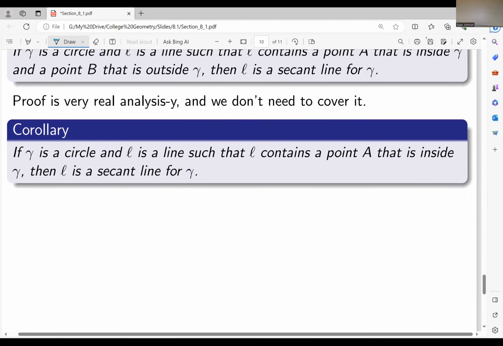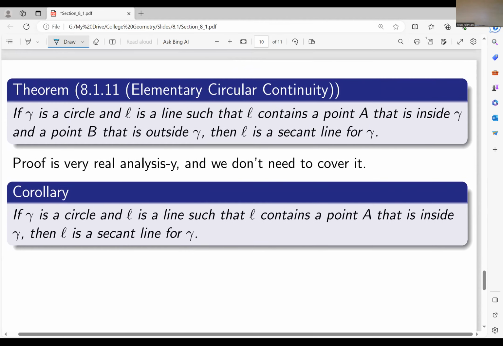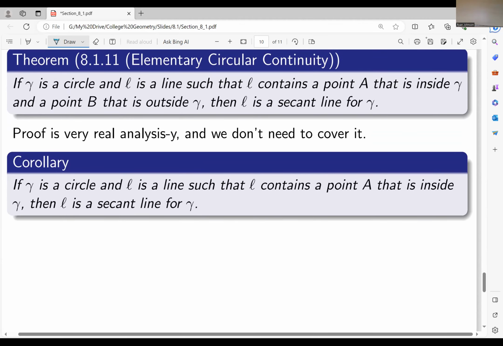But the corollary is that if gamma is a circle and L is a line such that L contains a point A that is inside gamma, then L is a secant line for gamma, because basically lines have all these distances, like the 1 corresponds with the real number line. So you have to eventually get a point that's further away than the radius and gets outside the circle.